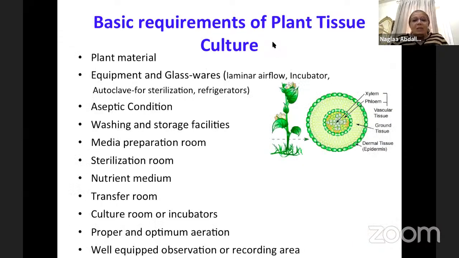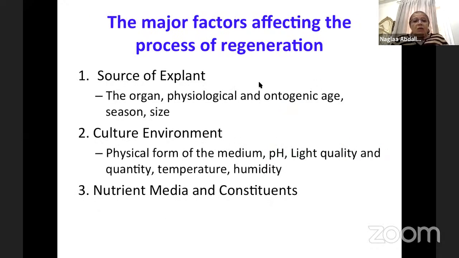So what are the basic requirements for plant tissue culture? Of course, we need plant material. We need equipment like laminar flow hoods, incubators, an autoclave for sterilization, and a refrigerator. We need aseptic conditions, a washing and storage room. We need a media preparation room, sterilization room, nutrient media, transfer room, culture room or incubator, proper aeration, and so on.